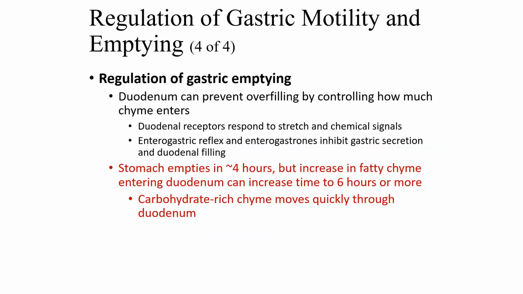So what regulates the stomach emptying? Mainly the duodenum. You have the reflexes, the enterogastric reflex we've already talked about, and the enterogastric hormones, which we've already talked about. So the stomach is going to empty in about 4 hours. Some people a little bit longer, other people a little bit shorter.